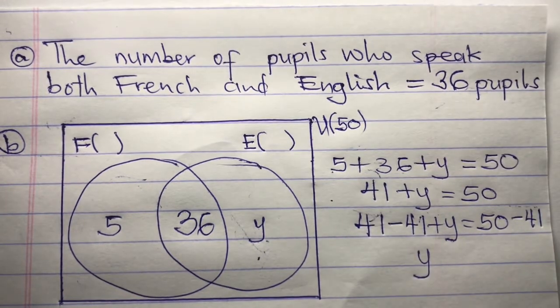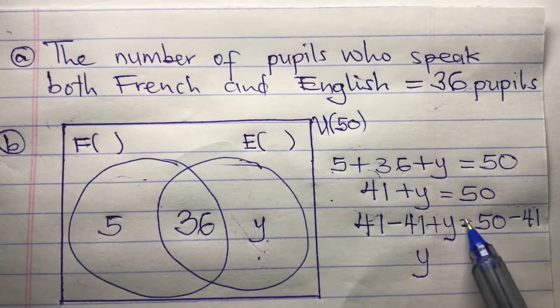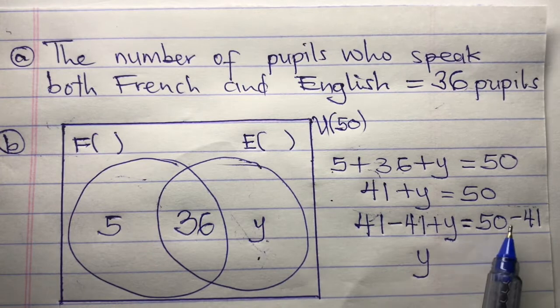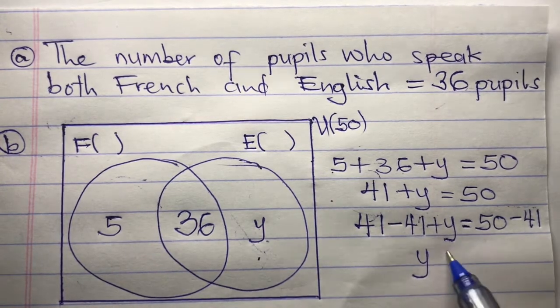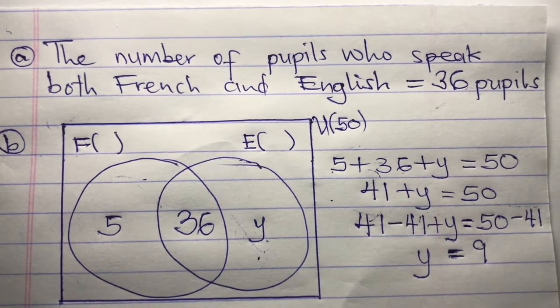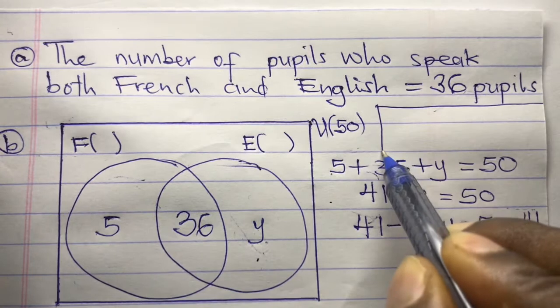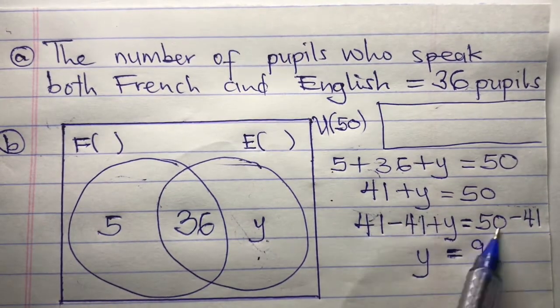All right? And then go here, subtract the same 41 that you subtracted here. Subtract it from the right-hand side. All right? And then 50 minus 41 over here will give you 9. Let me use this region to explain this to you.